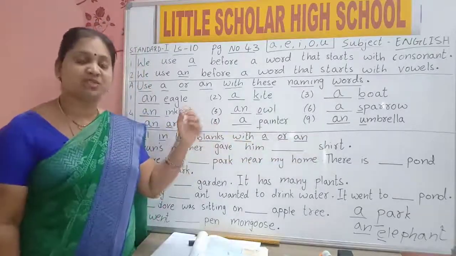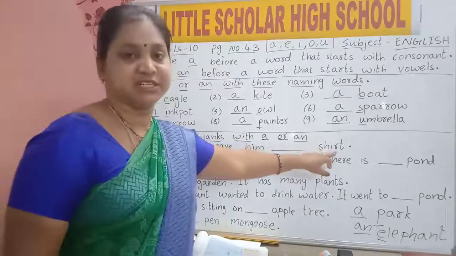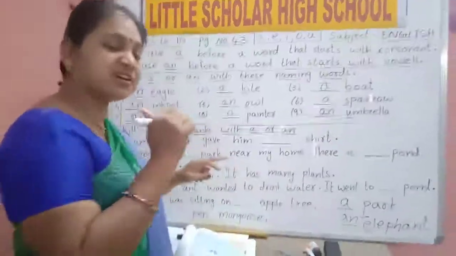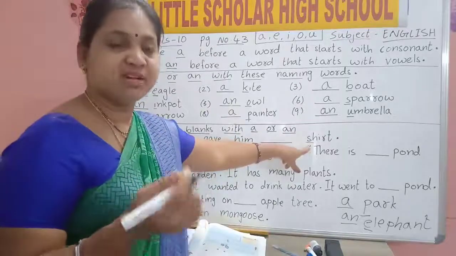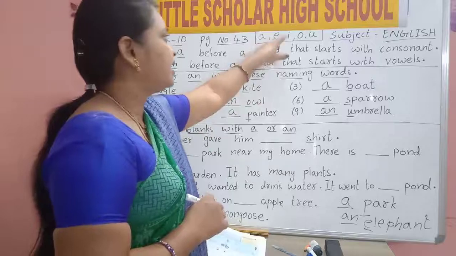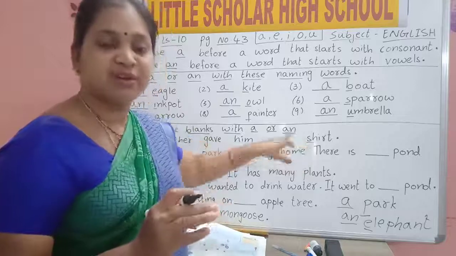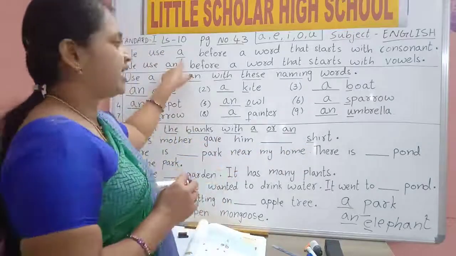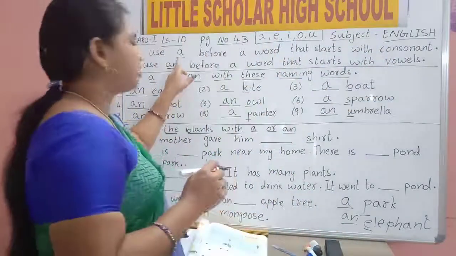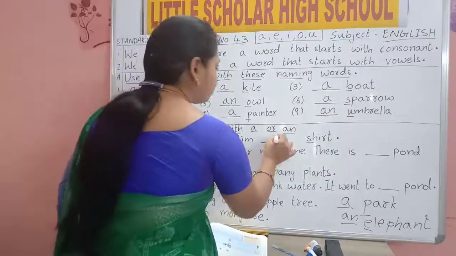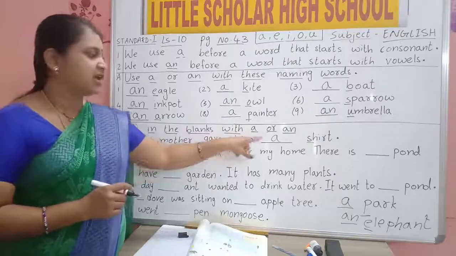Yes, here also you should use A or AN. Immediately after the dash, which word is there? After the dash, we have shirt. What is the first letter of shirt? S. Now see in vowels, do you have S? A, E, I, O, U. No, S is not there. That means S is a consonant. So in front of a consonant, you should add A. In front of vowels, AN. So you should write a shirt. Now read. Arun's mother gave him a shirt.